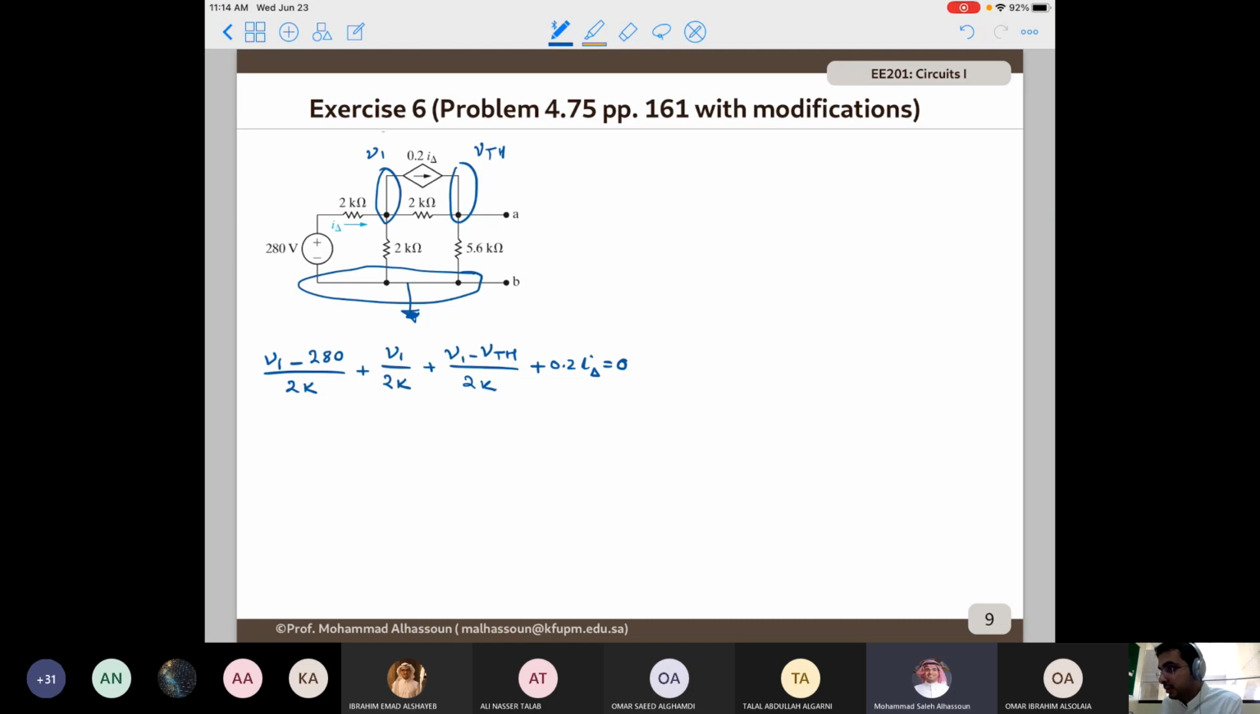Let's simplify this one. 3 divided by 2k, 1 over 2k V Thevenin plus 0.2 I delta equals 280 divided by 2k. This is the first equation.